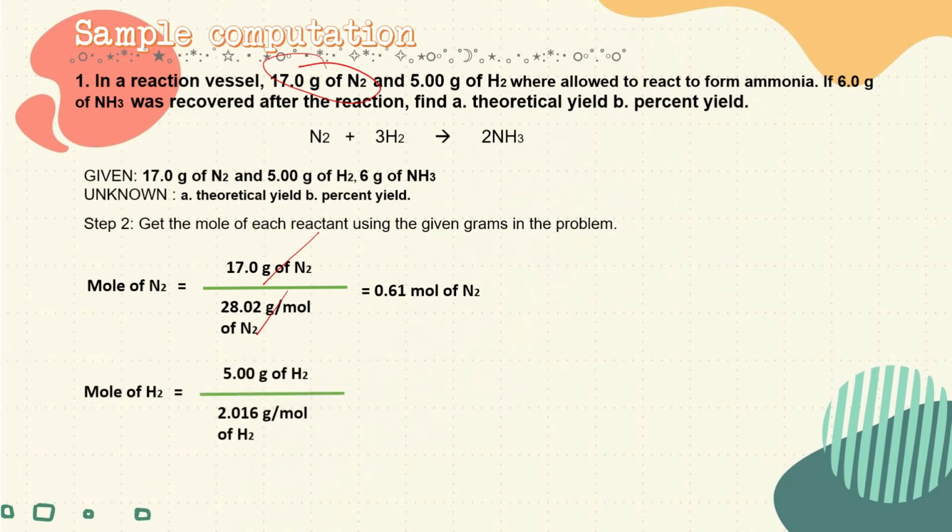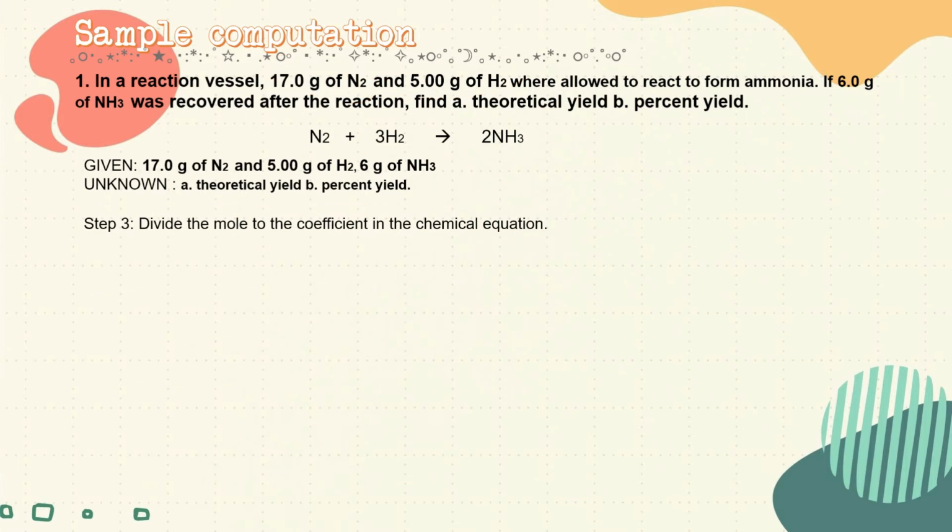Proceed to mole of hydrogen gas. We have 5.00 gram of hydrogen gas. This one, as a given po, divided by 2.016 gram per mole of hydrogen gas. Cancel out the gram, matitira na lang yung mole. And the answer is 2.48 mole of hydrogen gas. Okay? Now, let's divide the mole to the number of coefficient in the chemical equation.